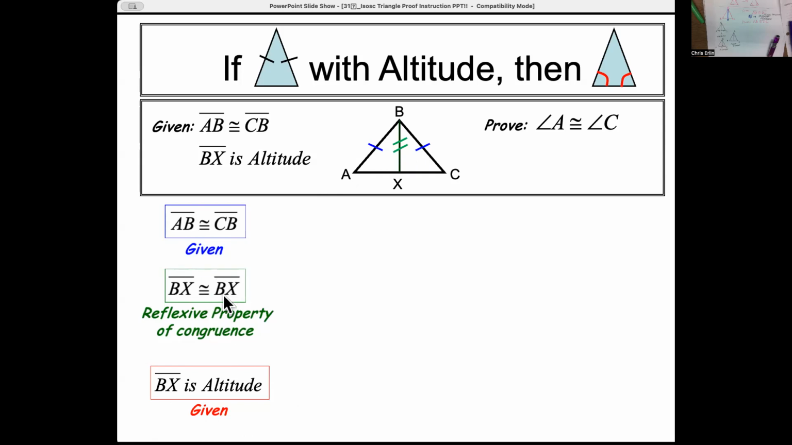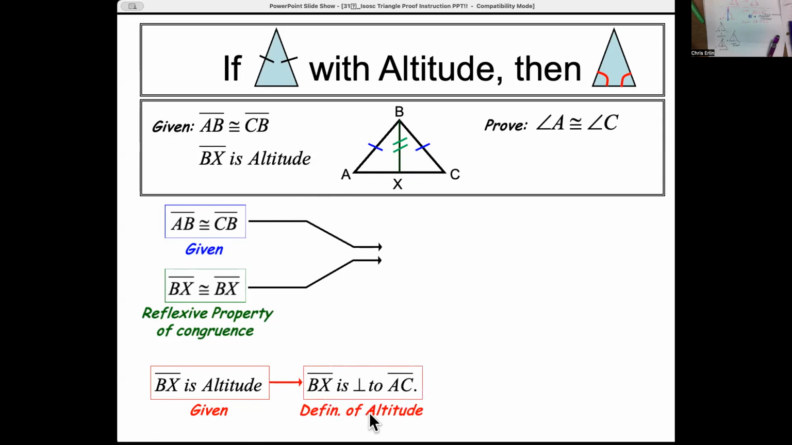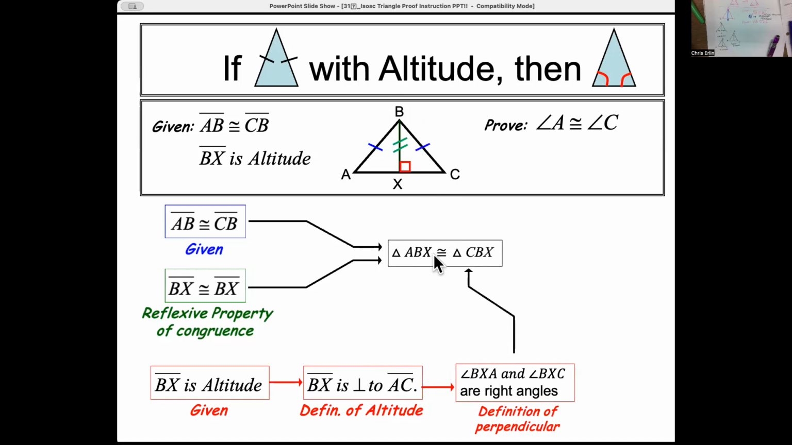AAS, ASA, SAS, SSS, RHL. So I got to do something with this altitude. I said it was an altitude, but what good is that for me? Those are ready to go, but this one I got to find out what an altitude is. So what does an altitude mean? Well, the definition of an altitude is that BX is perpendicular to AC. Okay, but what does perpendicular mean? Well, that means it makes right angles. BXA and BXC makes right angles. And with that right angle, now do I have enough to say that my triangles are congruent?